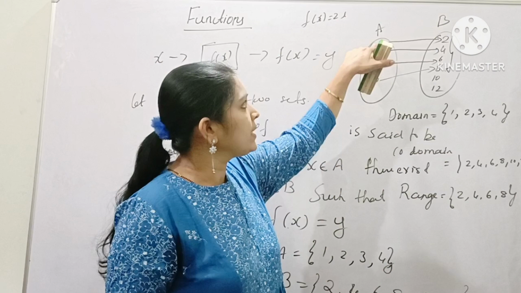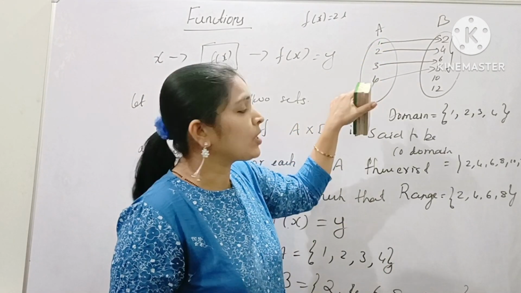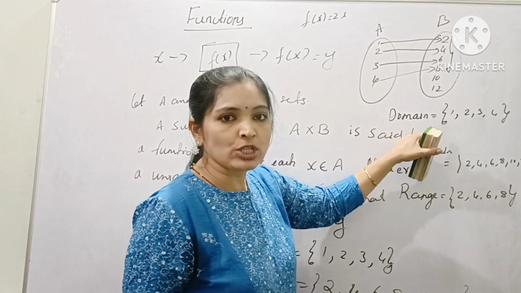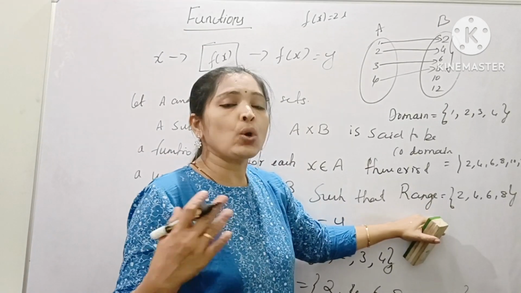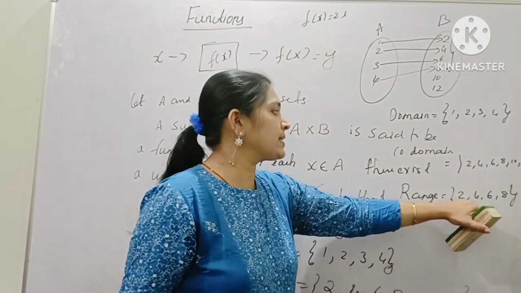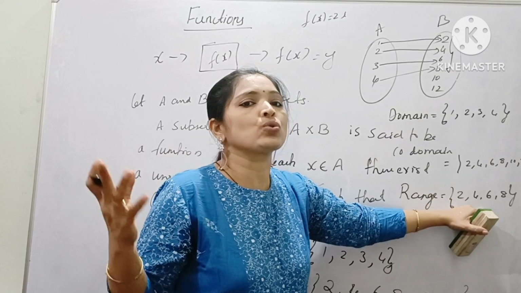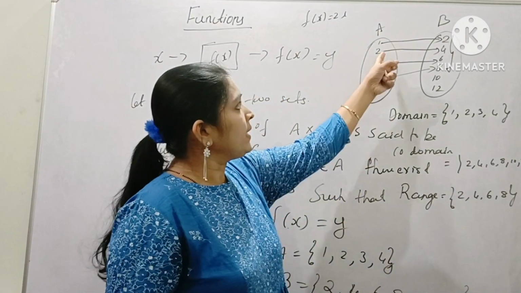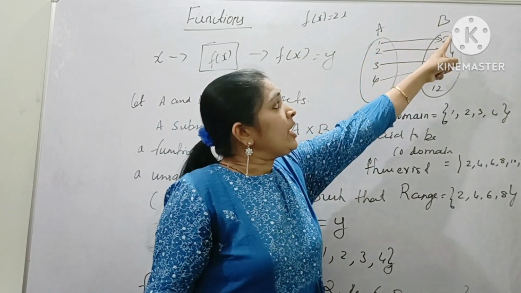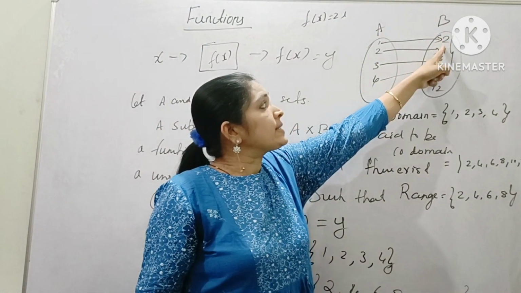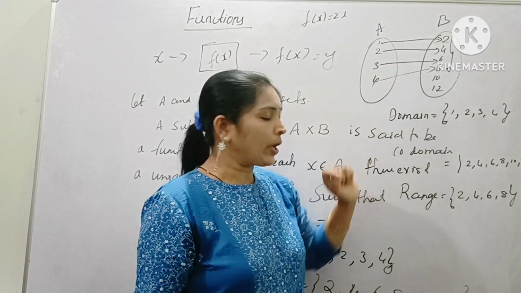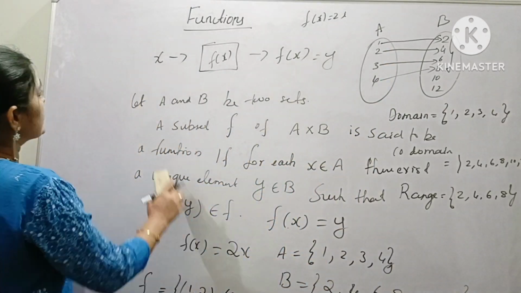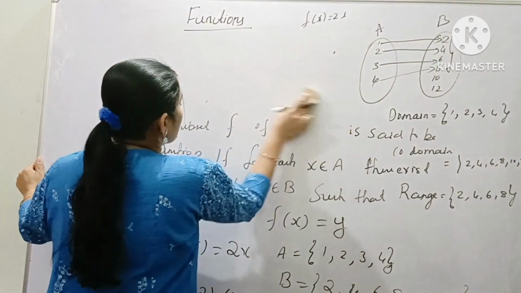Domain is the set of all the elements of A, codomain is the set of all the elements of B, and range is the set of elements that have pre-images. Here 1 is the pre-image of 2, and 2 is the image of 1. Remember. Next we will study types of functions.